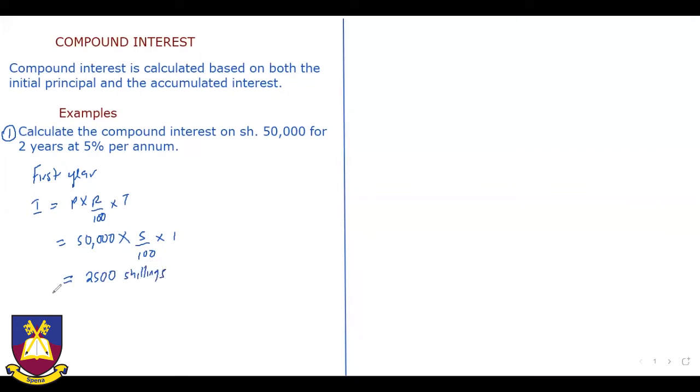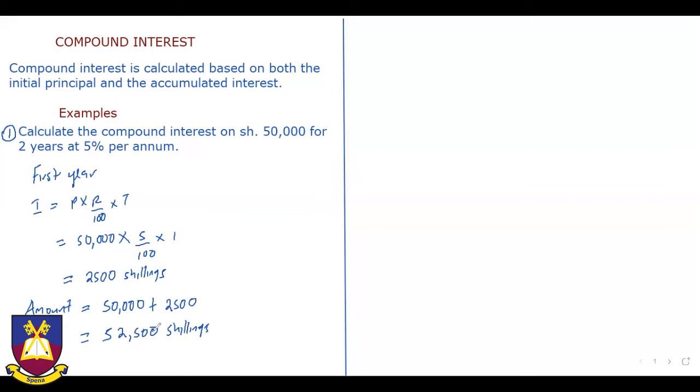Now, the amount we have after the first year will be, at the end of the first year, the principal, which was 50,000, plus the interest, 2,500. So at the end of the first year, the money is 52,500 shillings.